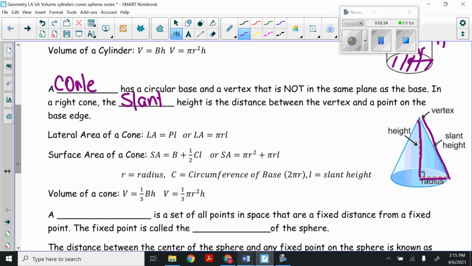Surface area of a cone is the area of the base, so pi r squared, plus 1/2 the circumference times the slant height, so plus pi r L. Volume of a cone is 1/3 pi r squared times h.